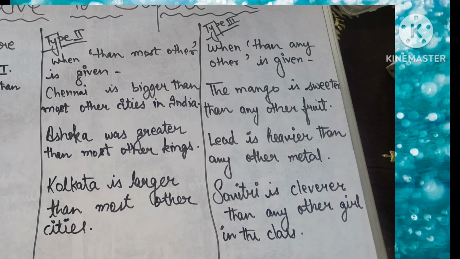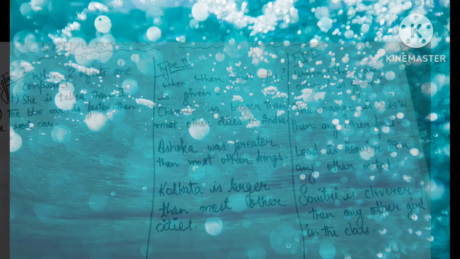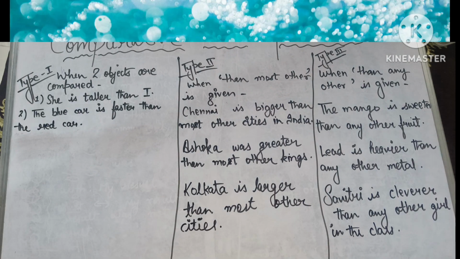Lead is heavier than any other metal. You can see "than any other" has come here. Similarly, "than any other girl in the class." So in the last three sentences, you can see "than any other" they have given. So there are top three broad categories they might give you to transform from comparative to positive degree. Now, gradually we will learn type 1, type 2 and type 3.